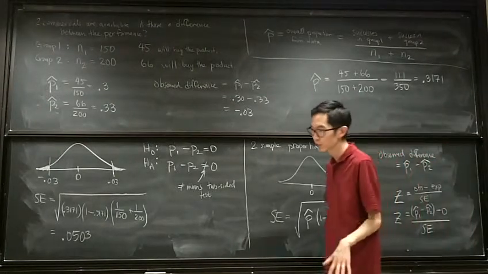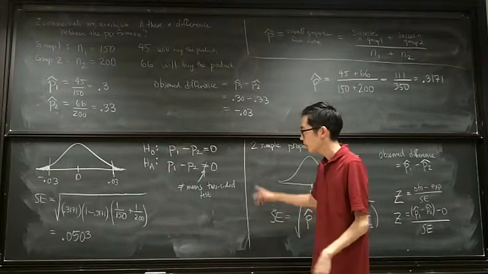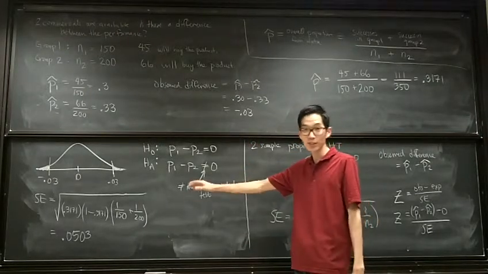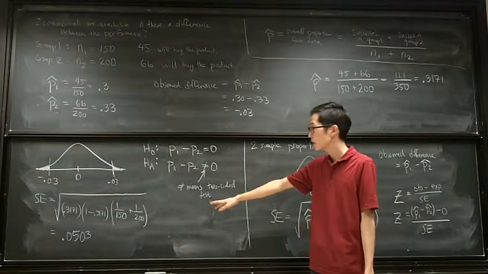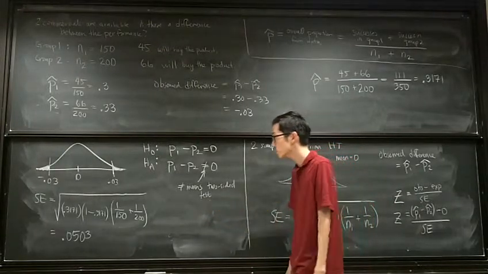Alright, if you guys are having trouble, you can ask me later, but let's just assume you did this calculator bit and you got 0.0503. Okay? Now that we have that, what is our z-score?